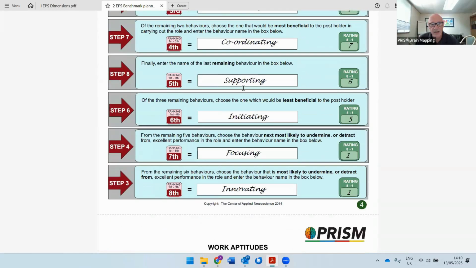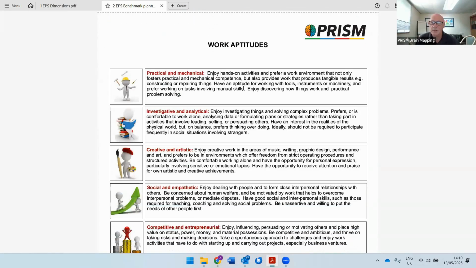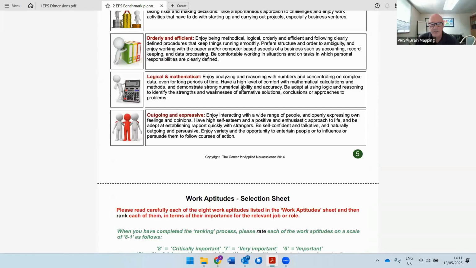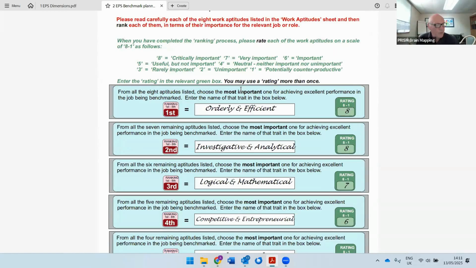And then you do exactly the same for work aptitudes. Again, there's a listing of the work aptitudes. And then after that, there's a sheet for the ranking and the rating. So a little bit of a word of warning here between correlations. And this is often missed when people are completing job benchmarks. So if you have put finishing as your number 1 behavior, then there is a work aptitude that correlates, not exactly, but would correlate with that. And that's the same with a number of the behaviors as you work through.